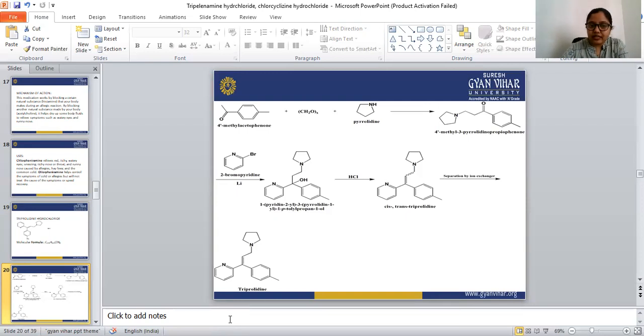Let's see once again the synthesis of triprolidine. First, we have to take 4-methyl acetophenone. When it is reacted with formaldehyde and pyrrolidine, we get 4-methyl-3-pyrrolidinopropiophenone. When this product is reacted with lithium and 2-bromopyridine, we get 1-pyridin-2-yl-3-pyrrolidin-1-yl-1-p-tolylpropan-1-ol.